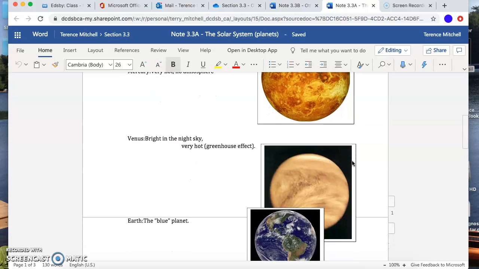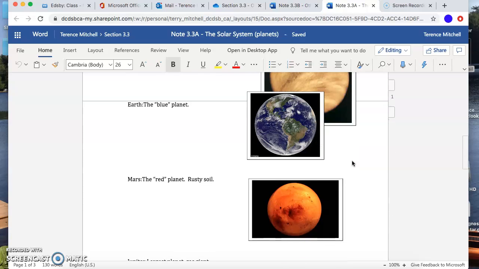Moving outwards, Venus. This is very bright in the night sky. We can see it at nighttime sometimes if you know where to look. And it's very hot as well. And then Earth. That's us. It's unlike every other planet. It has an atmosphere. It has water on it.